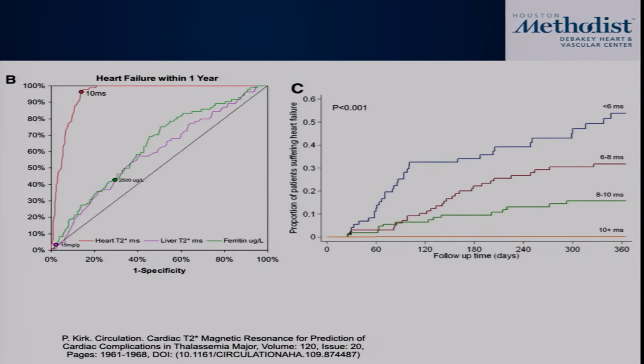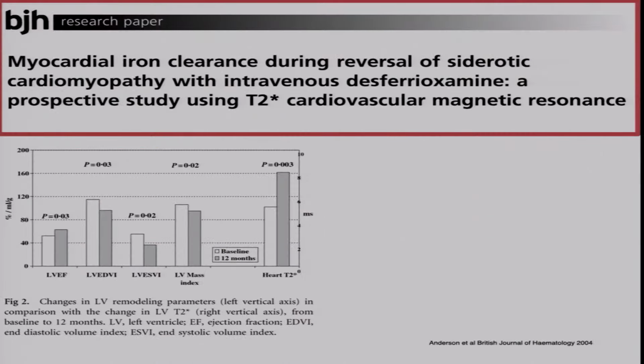And there's numerous studies showing that myocardial T2 star of less than 10 milliseconds is associated with a high likelihood of adverse events, specifically of heart failure events over the follow-up time period.